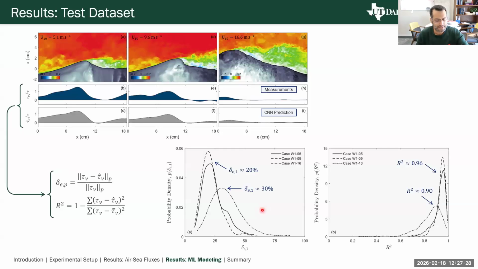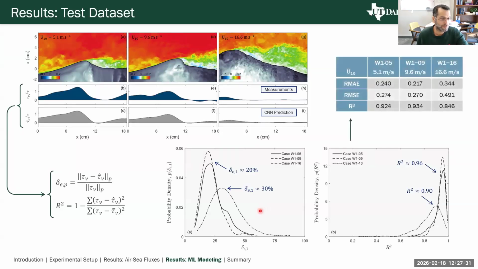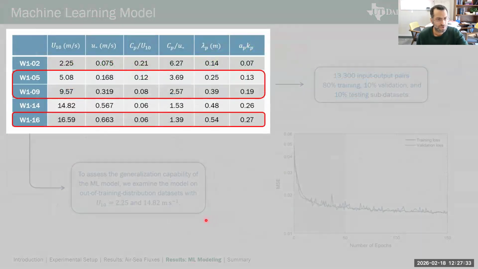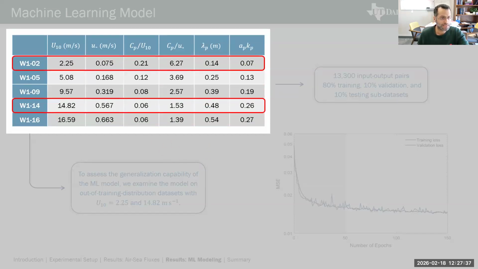But this is instantaneously, and on average, I have much better results for that. So I can now get back to this generalization idea that I mentioned, and I can look at the cases that the model hasn't seen before.